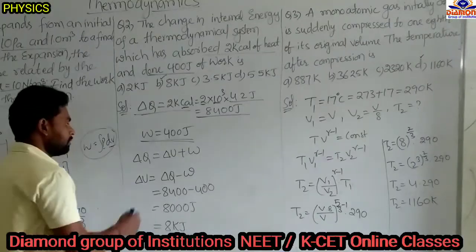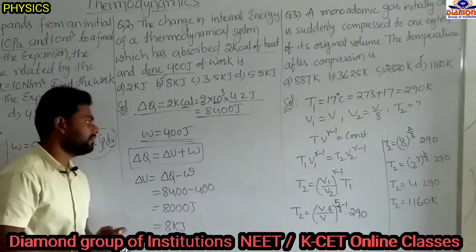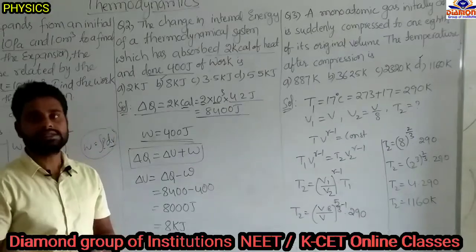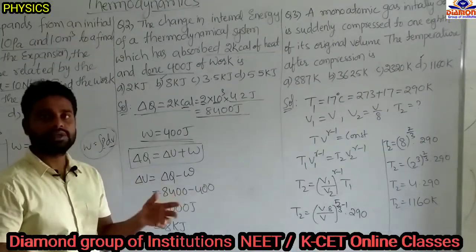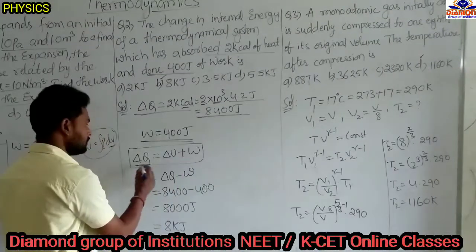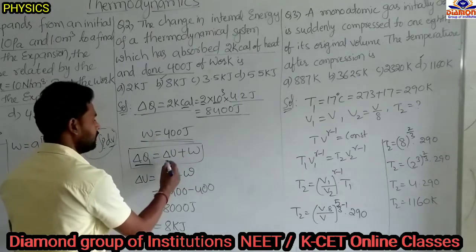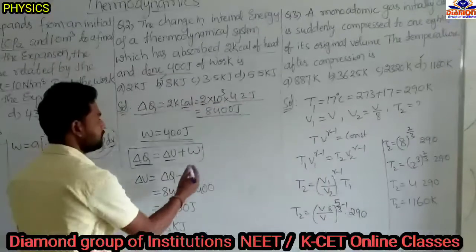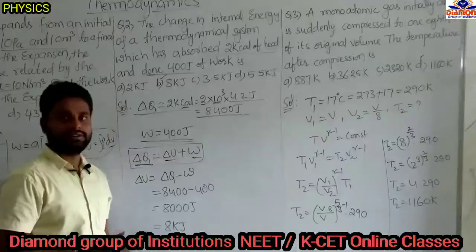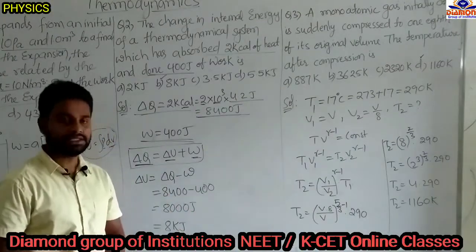From the first law of thermodynamics, you know del Q equals the heat given to the system, utilized in two ways. One is to increase the internal energy, and the remaining energy goes to external work. So del Q equal to del U plus W. Del Q is how much heat it is absorbing or releasing, del U is the internal energy, and W is the work done. Internal energy depends on the temperature. If temperature increases, internal energy increases. If temperature decreases, internal energy decreases.